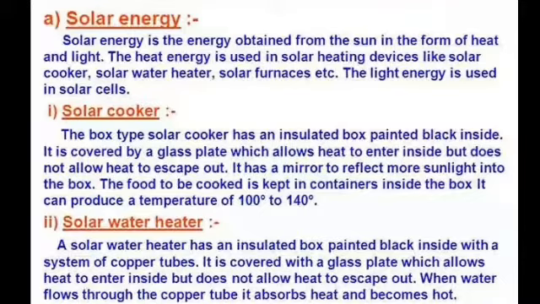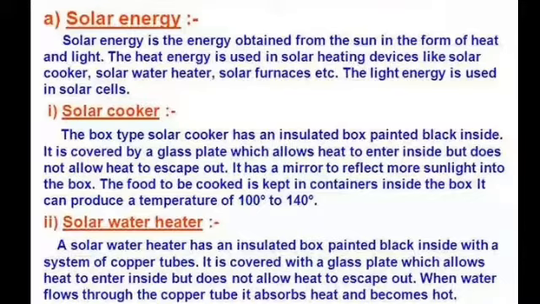Now, solar cooker. A box type solar cooker has an insulated box that is painted black inside, and it is covered by a glass plate which allows heat to enter inside but does not allow the heat to escape out. It has a mirror that reflects maximum sunlight into the box, and as such, the food that is kept in the containers within the box can be cooked as the temperature inside the box rises to 100 to 140 degrees Celsius.